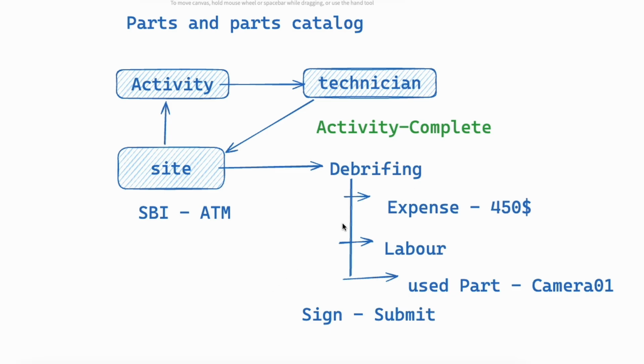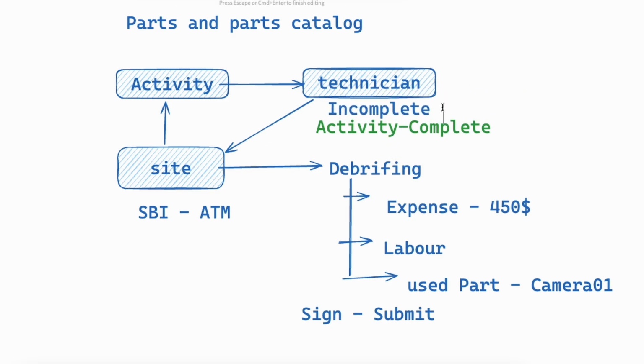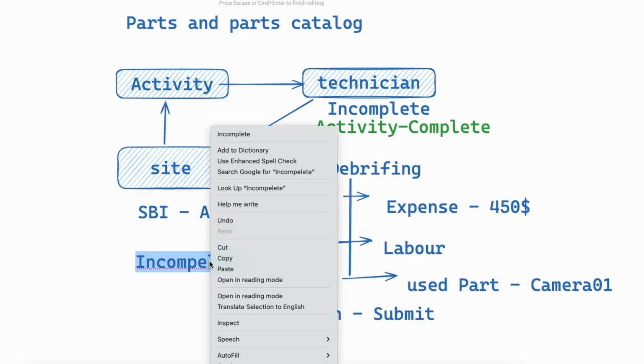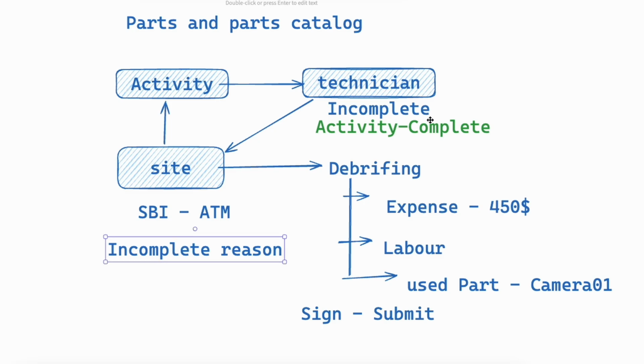There is another chance that the activity is incomplete because the technician doesn't have the required equipment. So he may close the activity with incomplete status. That is also possible. So the activity is completed with an incomplete reason. So he will add the incomplete reason if the activity is incomplete.